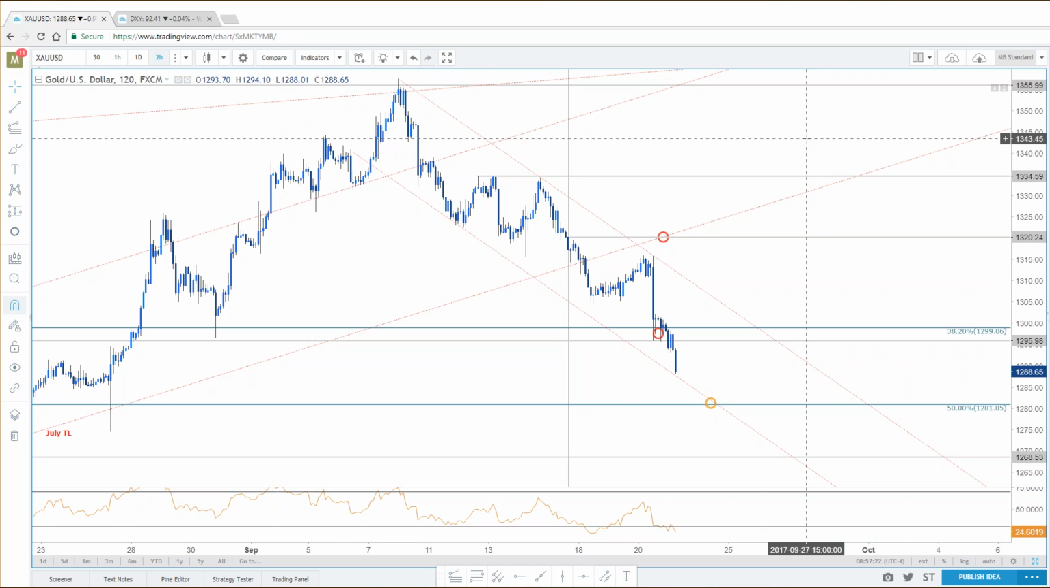Questions on gold? It's funny because I've been hearing all kinds of explanations on why gold is doing what it's doing, and it's almost comical at this point. Price action has been pretty clear, though.